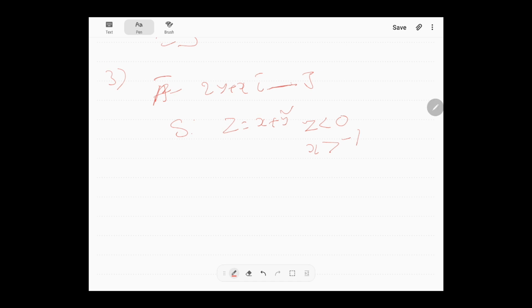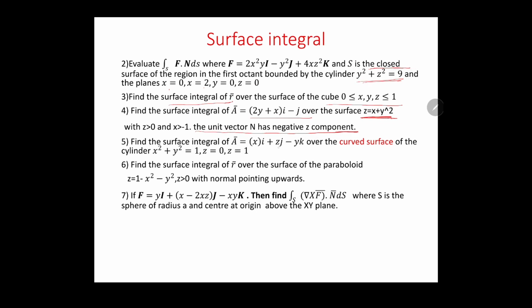Now, for this surface, what is the outward normal vector n bar? I need to find it. Bring everything on one side and then find the derivative. I can consider this equation as z minus x minus y square is equal to 0, or x plus y square minus z is equal to 0. If I take it this way, the outward normal vector is grad f by magnitude of grad f. I need to find dou f by dou x, dou f by dou y, and dou f by dou z. dou f by dou z is 1 I am getting. If I write it like this, dou f by dou z will be minus 1.